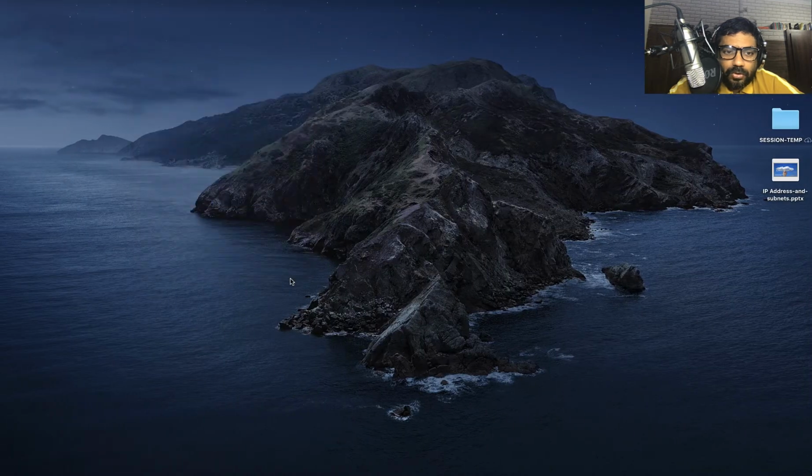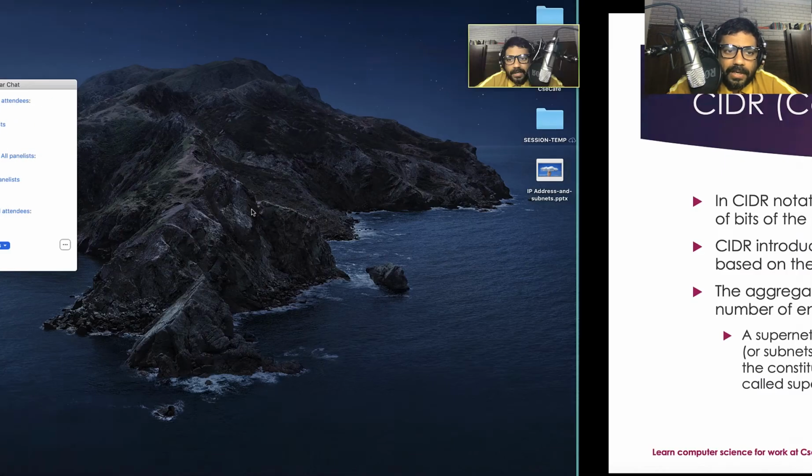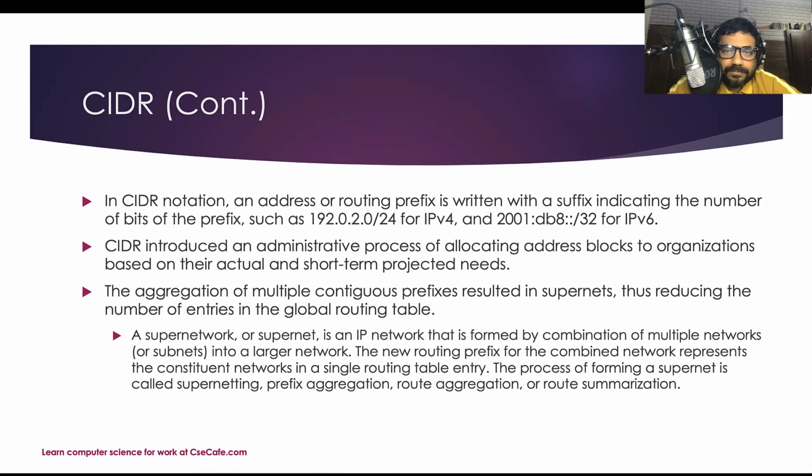Okay, yeah. So people are telling subnet, host identifier. It is also called a subnet mask, but it is not a subnet. It is called a subnet mask, and we will do some problems and it will be a little more clear.